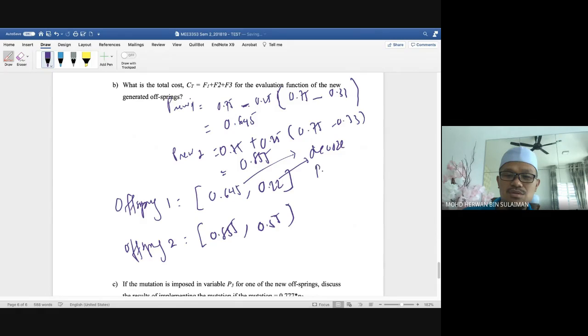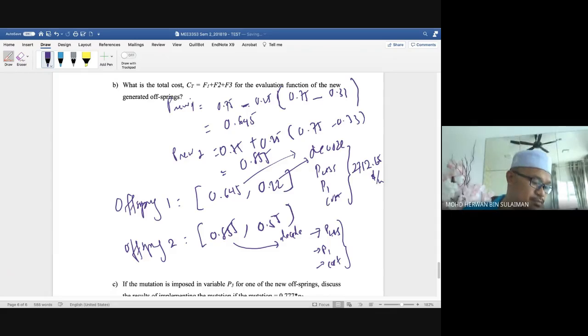Then you can find your loss, then you can find your P1, then you can calculate the cost. This one, the value is 2712.65 ringgit per hour. You can check later. Similarly for this one, you decode to get your P2 and P3, then you get P loss, then you calculate your P1, then you calculate the cost. So the cost is 2532.47 ringgit per hour.